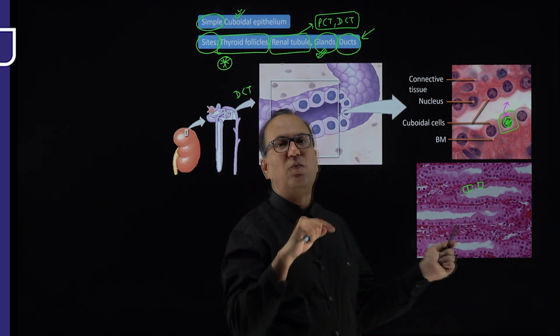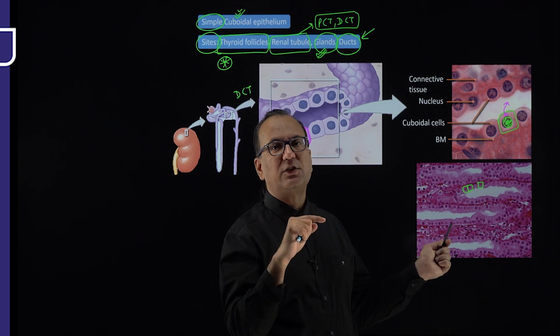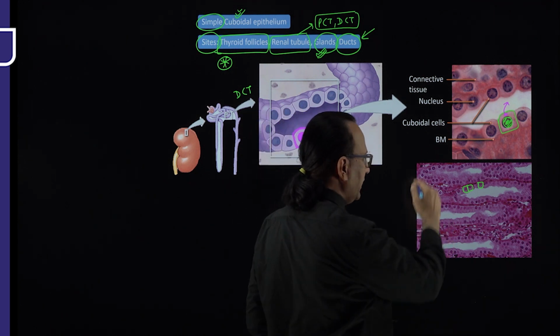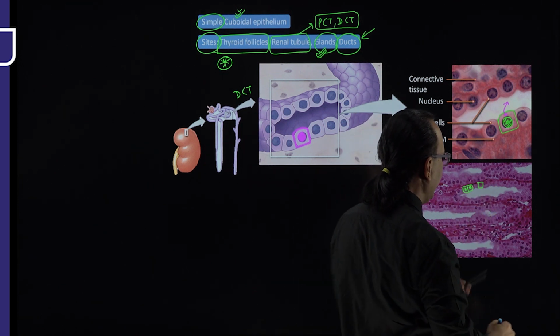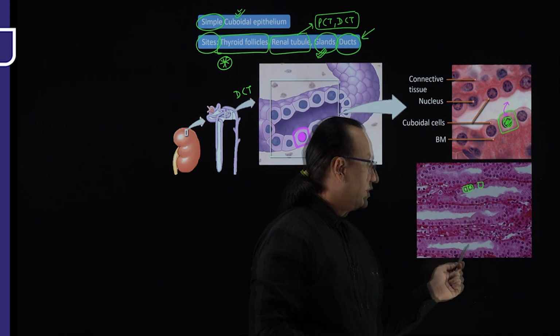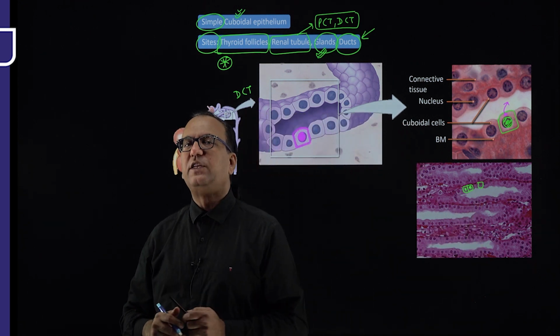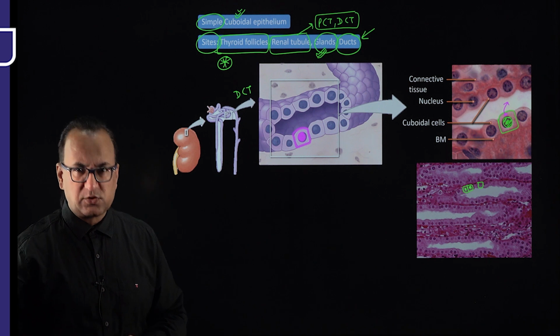If it is oval, vertically oriented, basal nucleus, it is columnar. But here, most of these cells are having central spherical nucleus. So this is a low magnification of cuboidal epithelium in the renal tubule. Then we move on to the examples of the simple columnar epithelium as well.